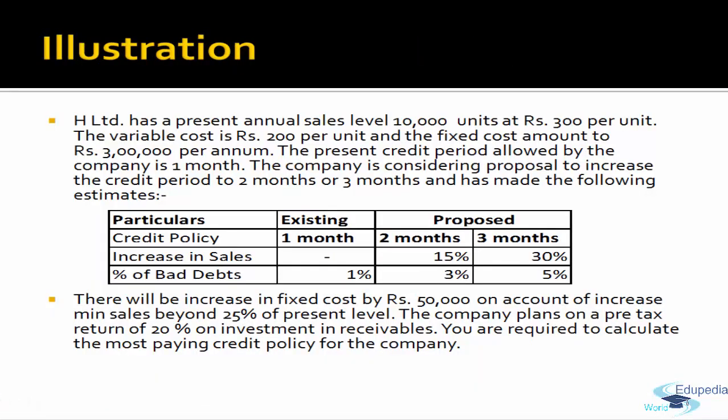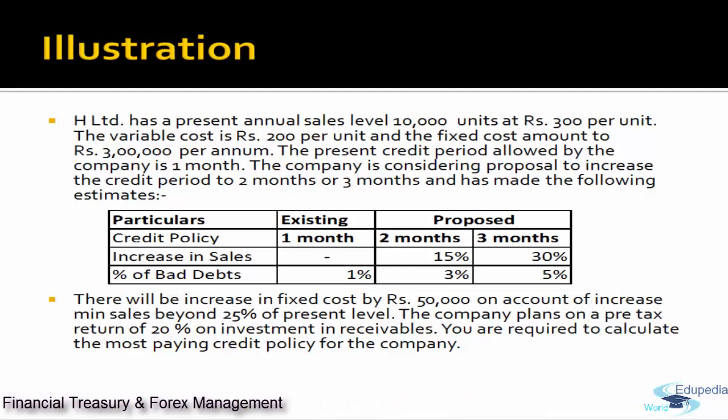Let's do an example, and that will explain more how credit policy is evaluated in an organization. H Limited has a present annual sales level of 10,000 units at rupees 300 per unit. The variable cost is rupees 200 per unit. That means the contribution is 100 rupees per unit. And the fixed cost amounts to rupees 3 lakh per annum. The present credit policy allowed by the company is 1 month.